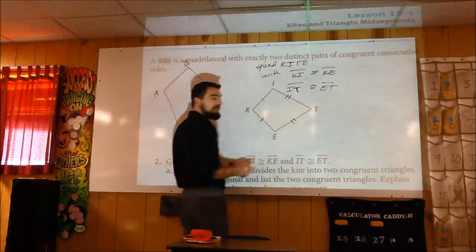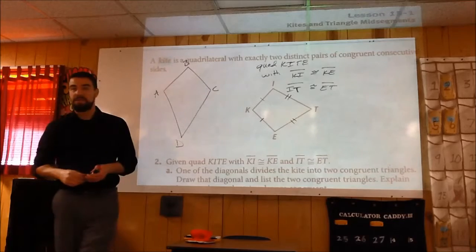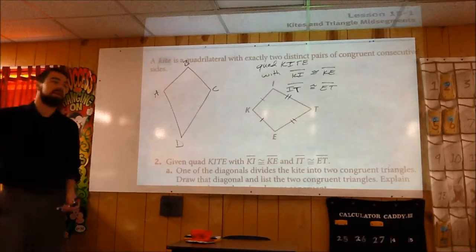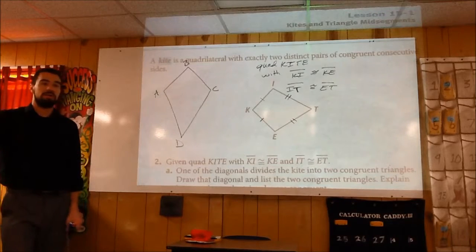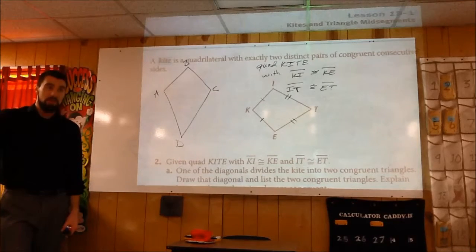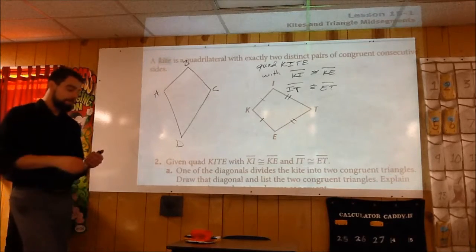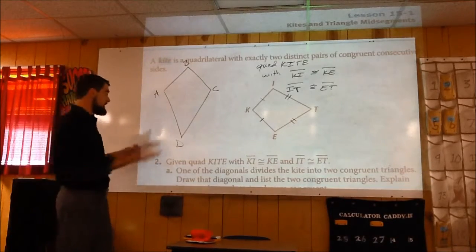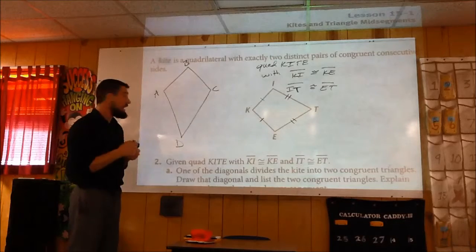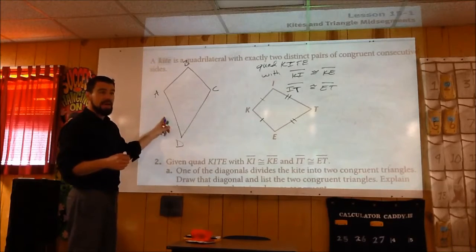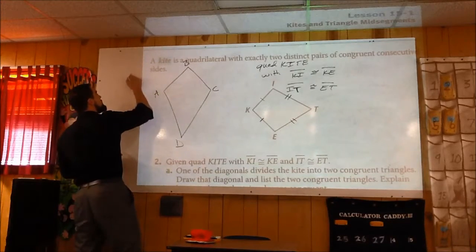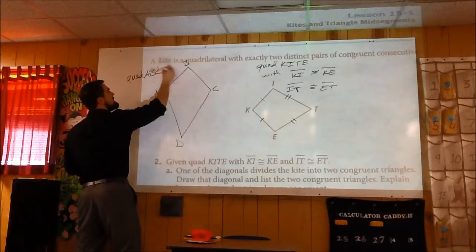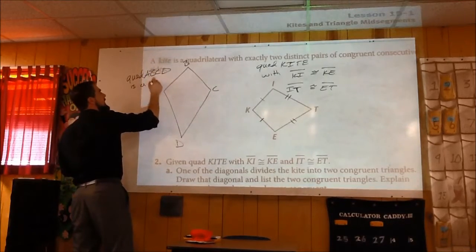But they're distinct, so that's why I'm having to put one mark of congruency on one pair of congruent consecutive sides, and then 2 marks of congruency on the other pair of congruent consecutive sides. Now in a quiz or a test, I may just give you a diagram like this and tell you, hey, this is a kite. So I would say quadrilateral A, B, C, D is a kite.